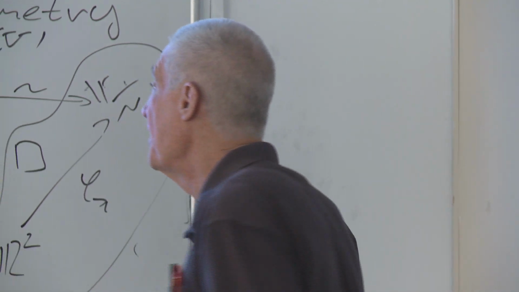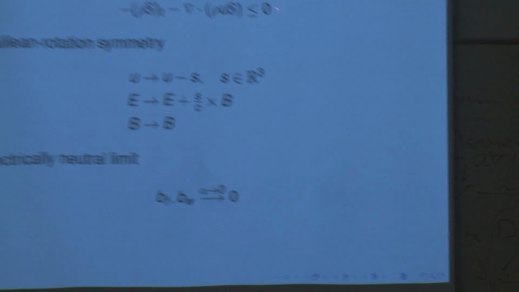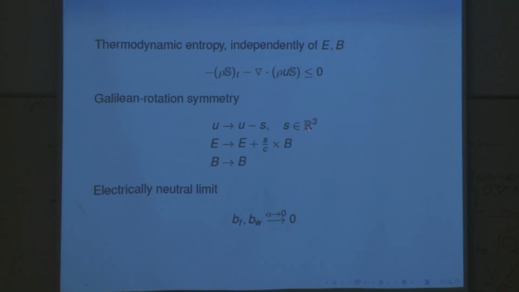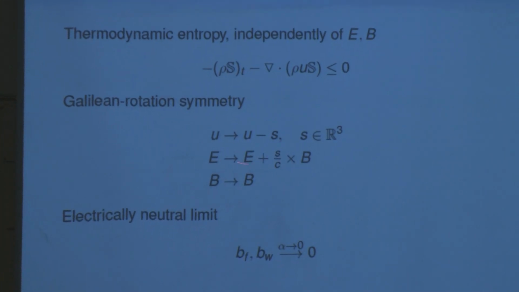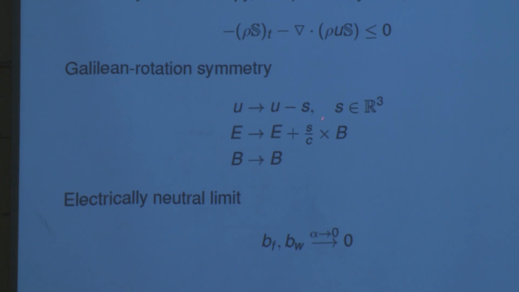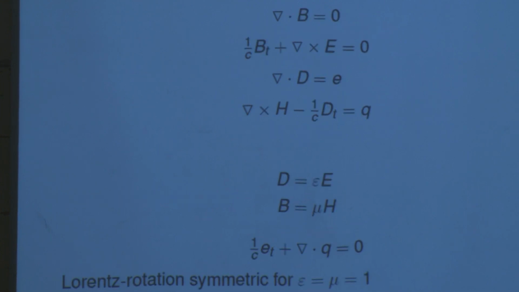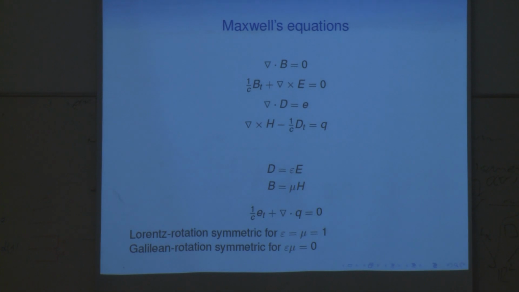Okay, the thermodynamic entropy survives simply because of the specific form of the balance terms. What is worth noting is that the Galilean symmetry requires that the electric field is not invariant. It changes this way if you haven't seen that before, and there's no problem with the charge neutral limit. Now, Maxwell's equations are more interesting.